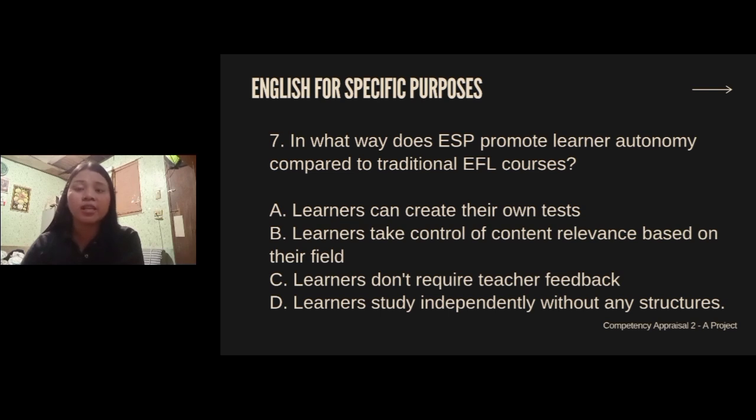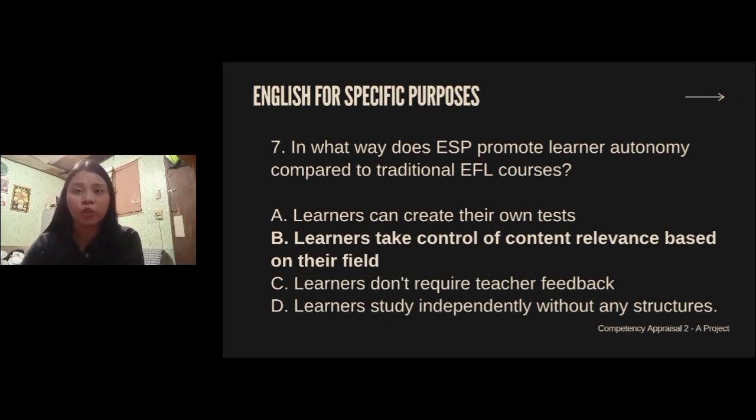So the correct answer is letter B. Learners take control of content relevance based on their field. Because ESP helps learners focus on what's important for their jobs, so they become more responsible and active in their learning. As you can see, letter A is not correct because it's not always part of ESP. And the letters C and D are incorrect also because feedback is still important and ESP is structured and guided.